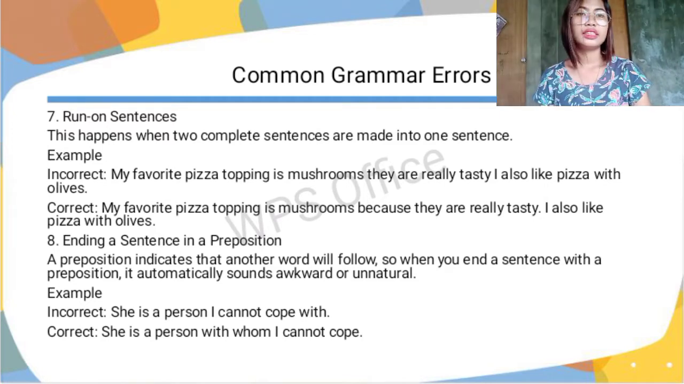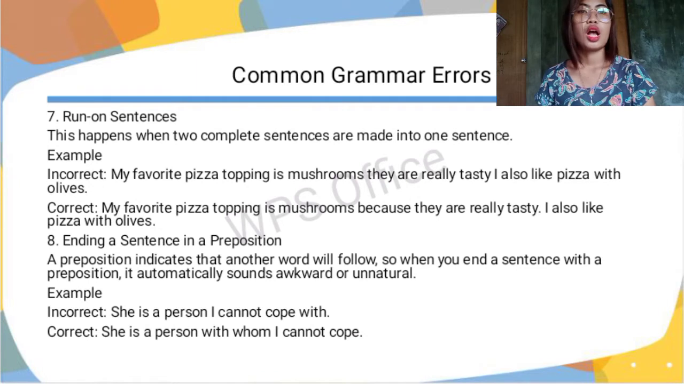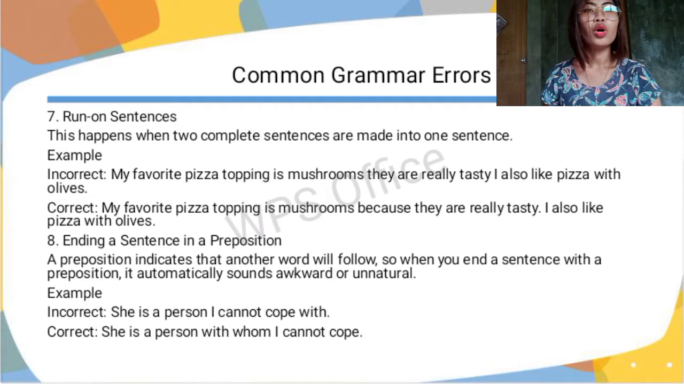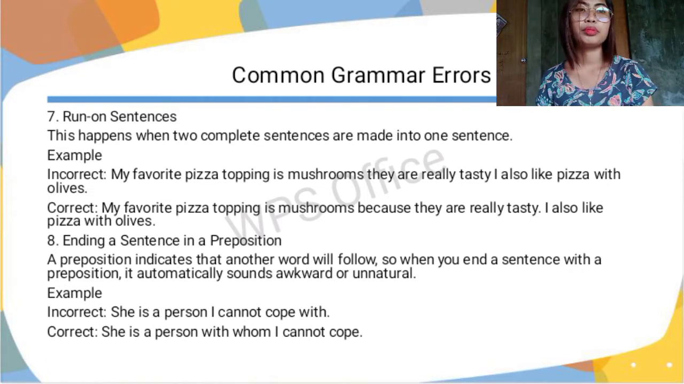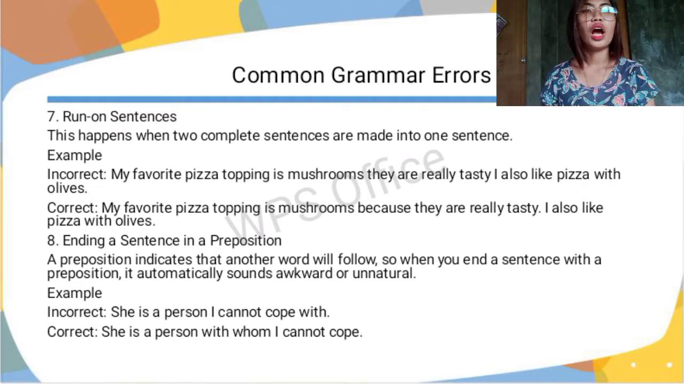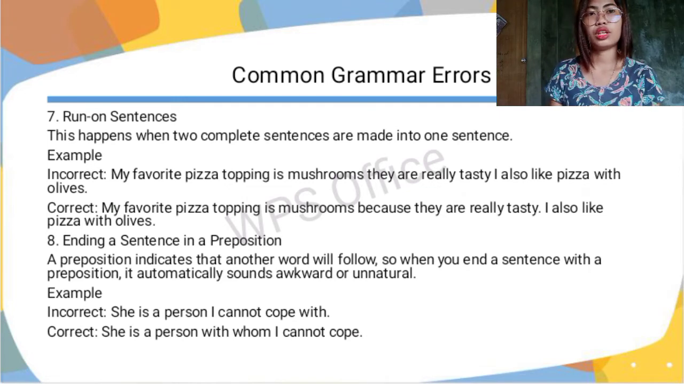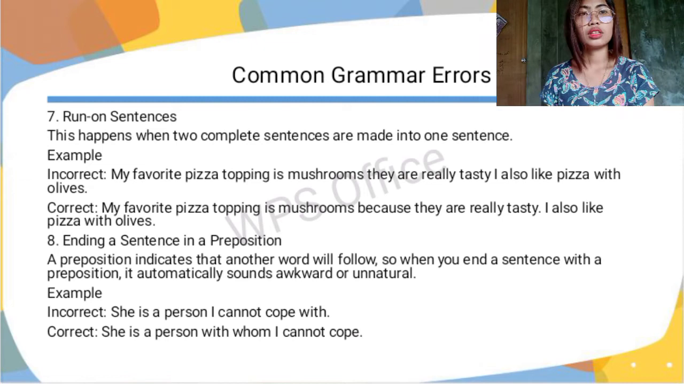Next is ending a sentence in a preposition. A preposition indicates that another word will follow. So when you end a sentence with a preposition, it automatically sounds awkward or unnatural. Example: "She is a person I cannot cope with." So the wording is awkward for the incorrect sentence. And the correct sentence is "She is a person with whom I cannot cope."